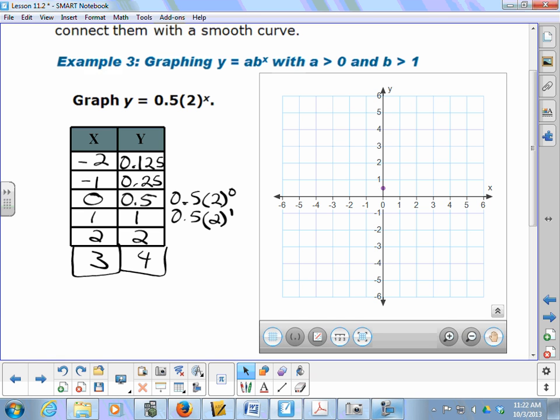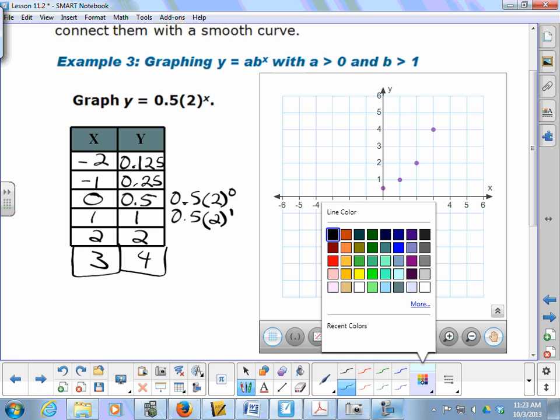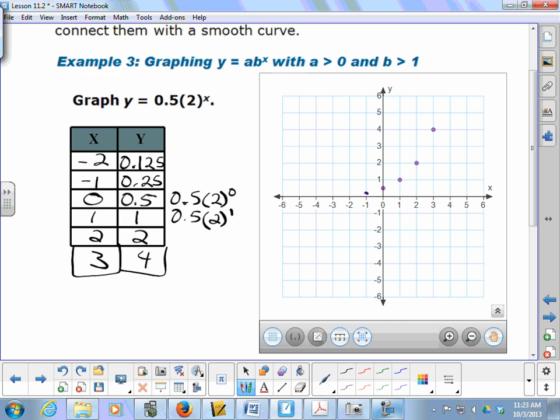And 1, 1, 2, 2, and 3, 4. And it won't do 1/4 here, I'm pretty sure. Nope, it won't. Okay, so I'll have to hand draw that one in. So I got -1 1/4, -2, and it's really close down there.